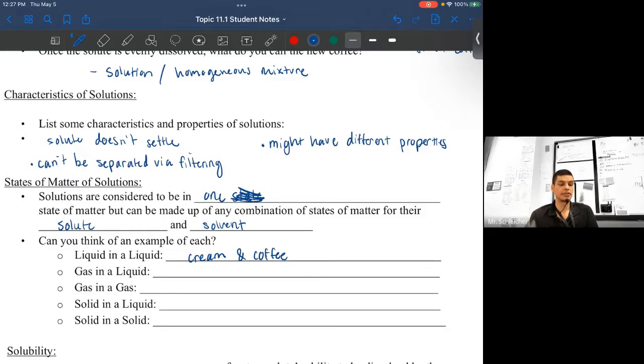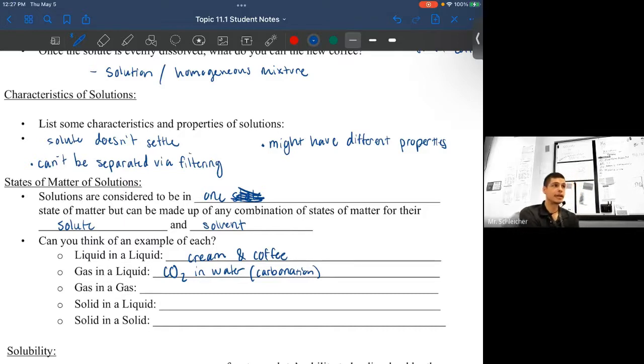Gas in a liquid, so dissolving gas in a liquid, one of the most common examples from your life is carbon dioxide in water. That gives you carbonation. If you're ever like, oh, some carbonated drink, I really like carbonated water, or I hate carbonated water, I hate the feeling it gives me, that is because there's carbon dioxide dissolved in there.